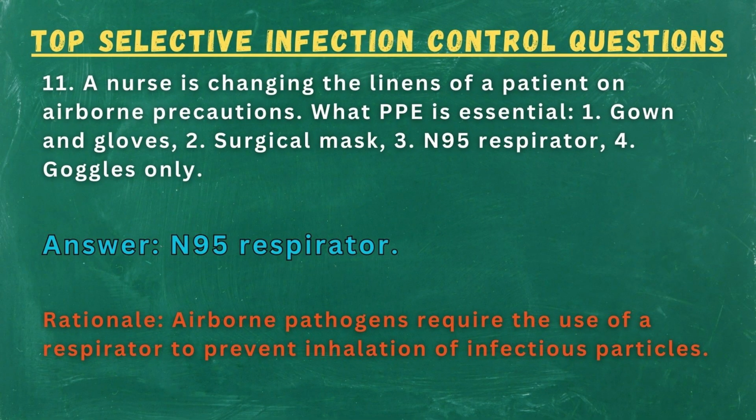11. A nurse is changing the linens of a patient on airborne precautions. What PPE is essential? 1. Gown and gloves. 2. Surgical mask. 3. N95 respirator. 4. Goggles only. Answer: N95 respirator. Rationale: airborne pathogens require the use of a respirator to prevent inhalation of infectious particles.